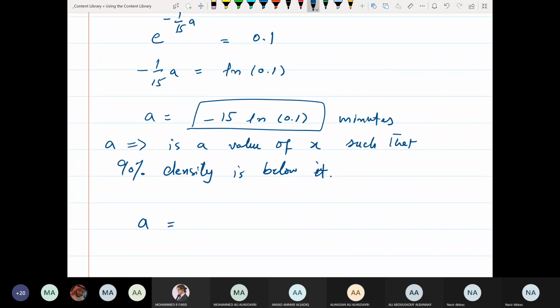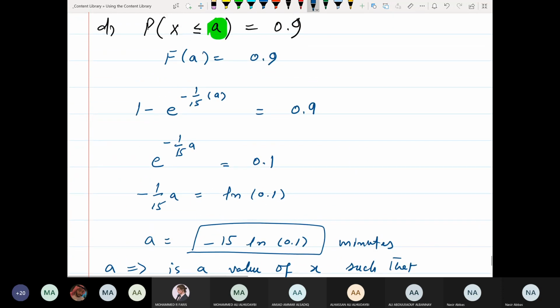Your A is what? Give me the final answer. 34.5388 minutes. So there is a 90% probability that you will receive the first call within 34.5388 minutes. That was the question: there is a 90% probability that you will receive the first call within how many minutes? Within 34.5388 minutes. That's the answer.